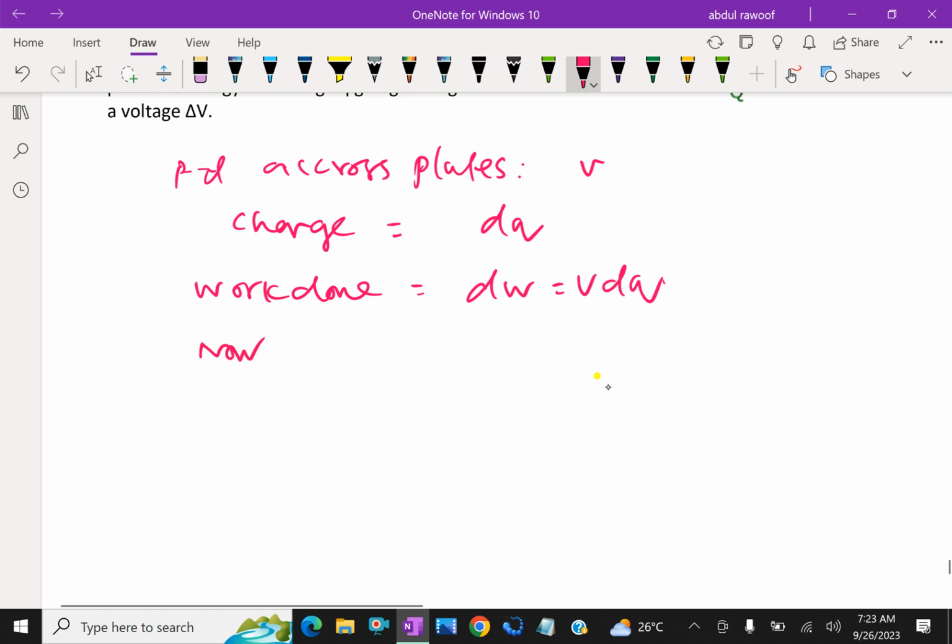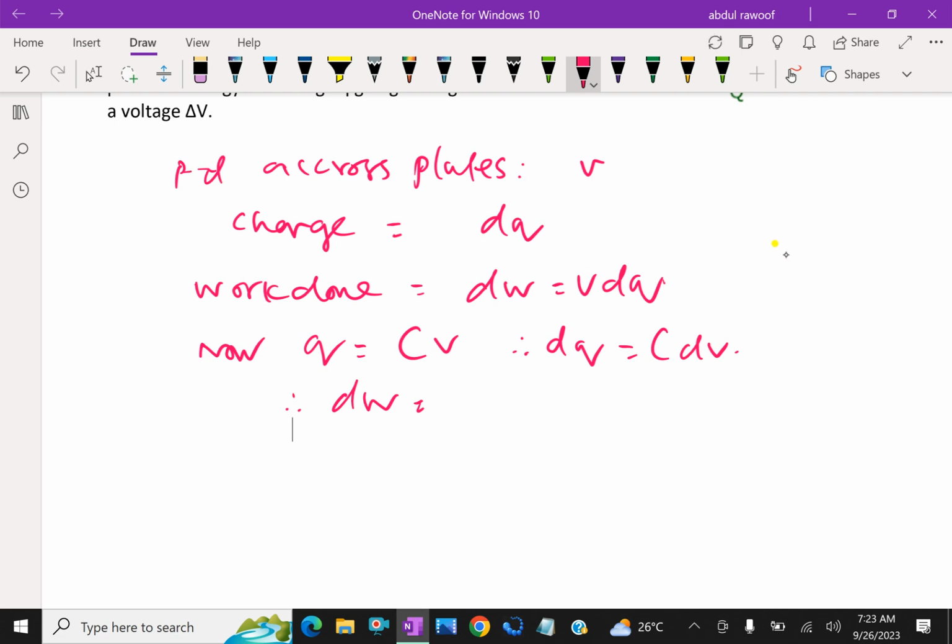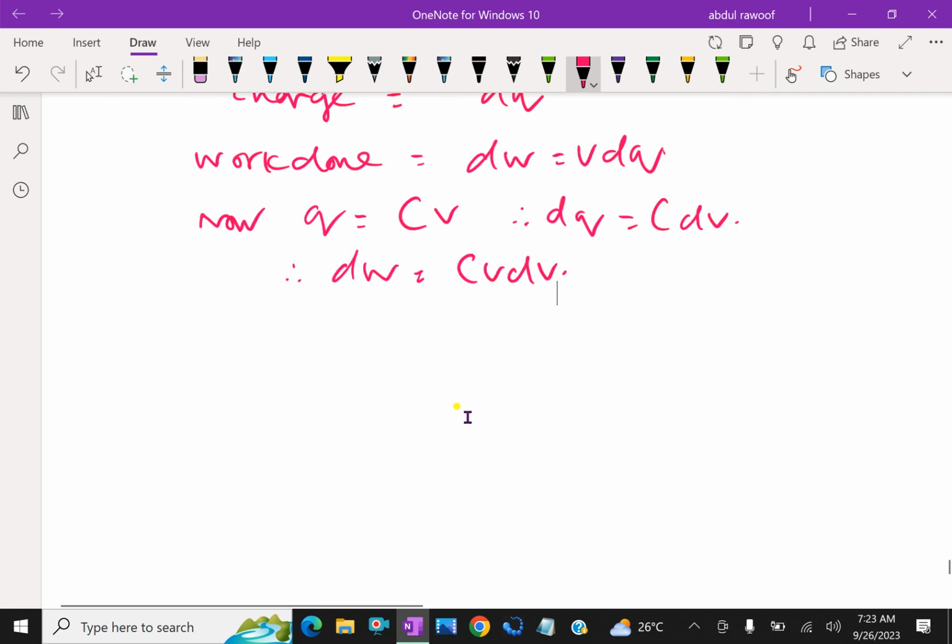Now Q equals C into V. Therefore dq equals C dV. From that, by substituting dq as C dV, we can write dW equals CV dV. Now this is dW, then we have to find the total work done.